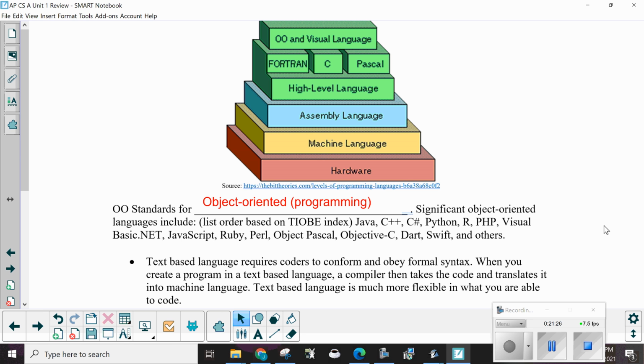Text-based languages require coders to conform and obey formal syntax. When you create a program in a text-based language, a compiler then takes the code and translates it into machine language. Text-based language is much more flexible than what you are able to code. In this class, we will be using JavaScript.